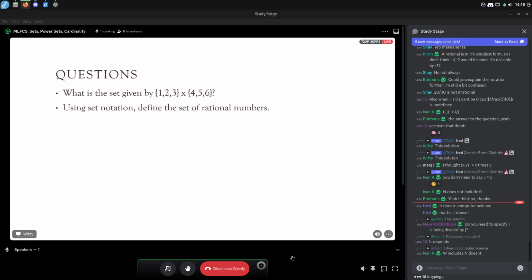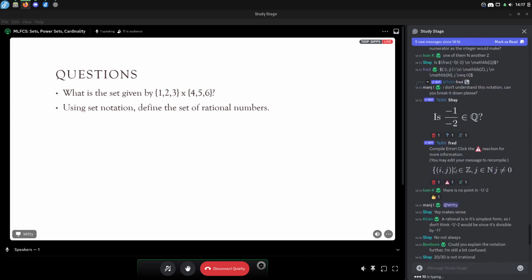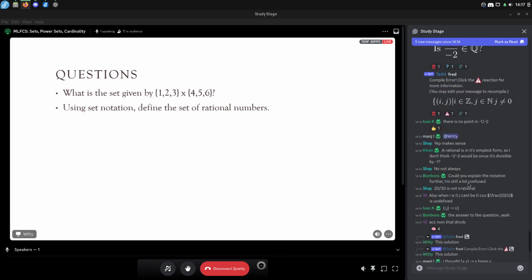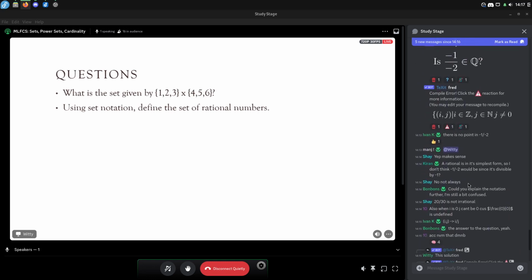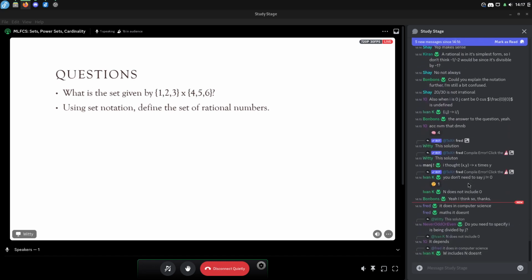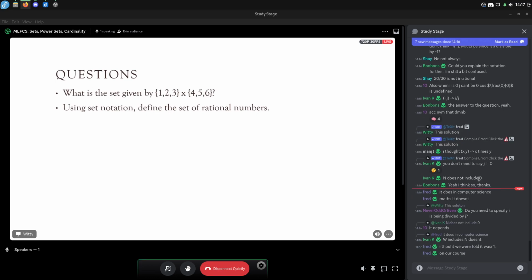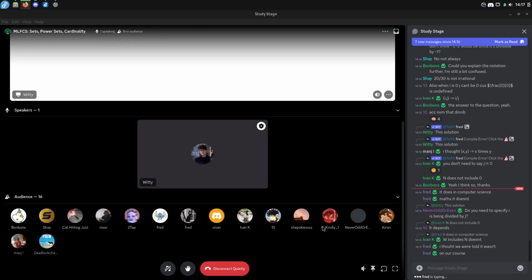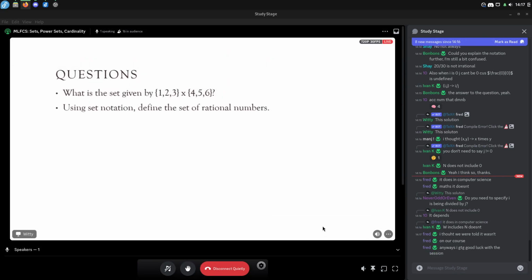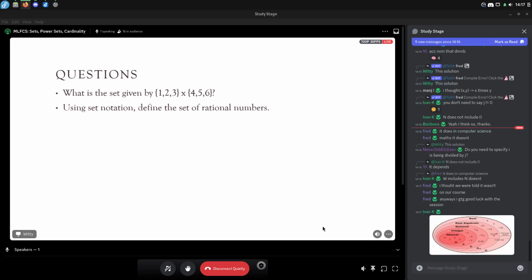Never odd or even is asking, do you need to specify i as being divided by j? You do not, because you can't do that in set notation. We're kind of identifying the syntax here rather than the semantics. So we're not saying what we're doing, we're just saying how we can define a rational number, and all you need to define a rational number is a numerator and a denominator. It's a good question. We're only defining the syntax of a rational number here rather than the semantics. But yeah, I thought we were told it wasn't or on our course. Okay.